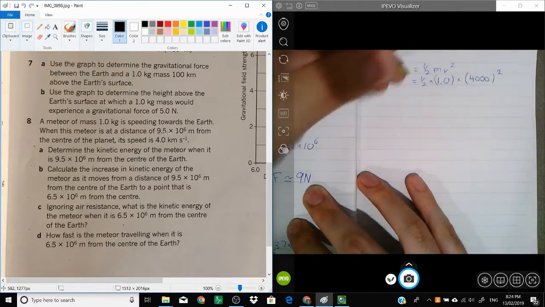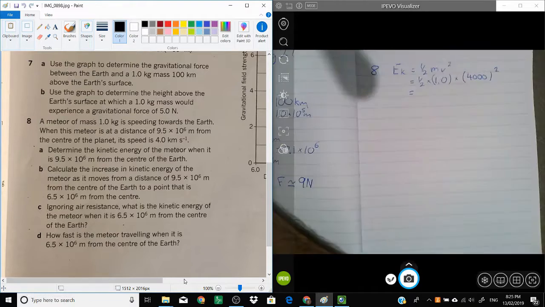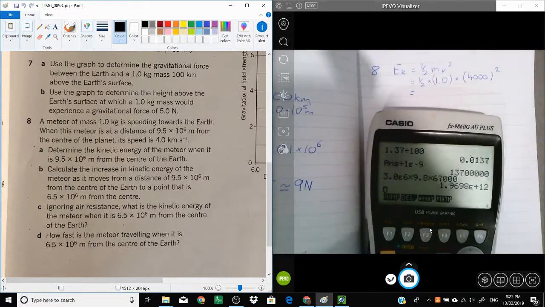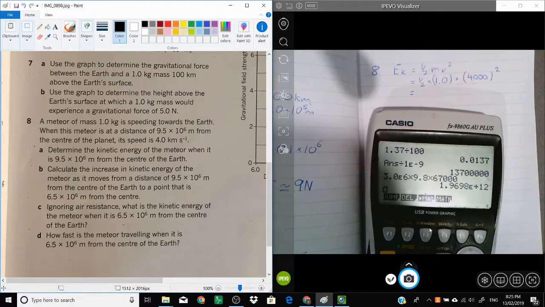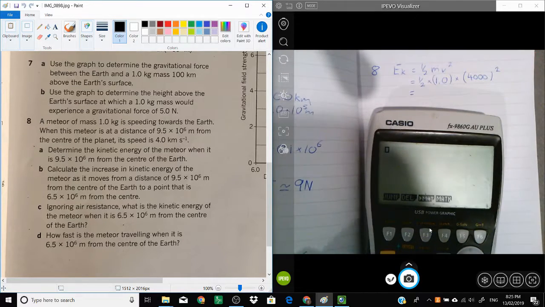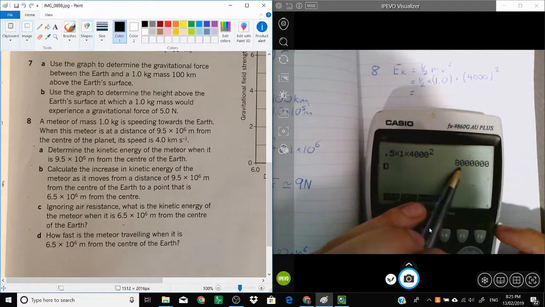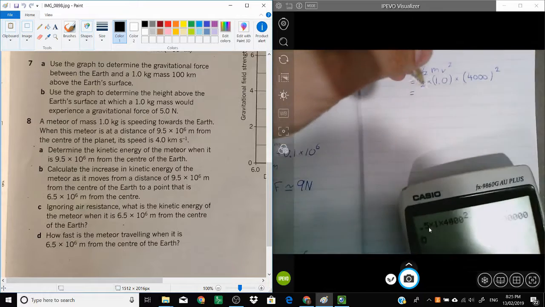Okay, so that actually indicates the speed. So, all right, here's the calculator. So let's punch that in. 0.5 times 1 times 4,000 squared. Okay, so we get 8 times 10 to the 6.